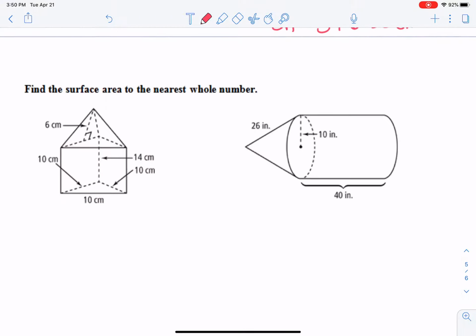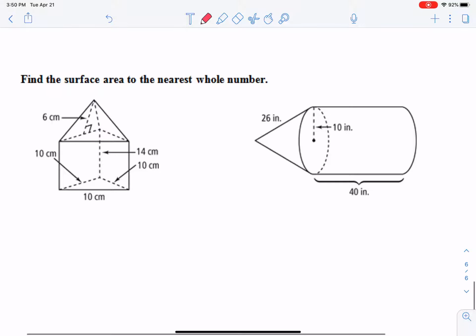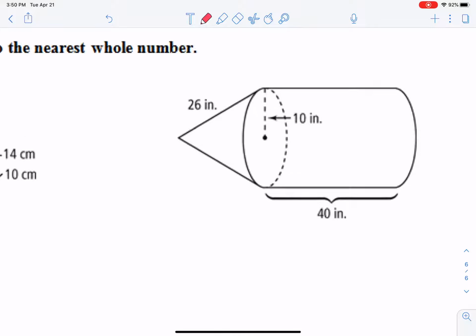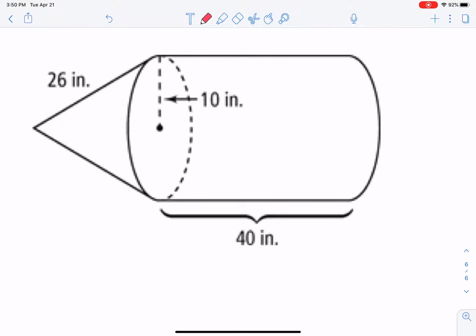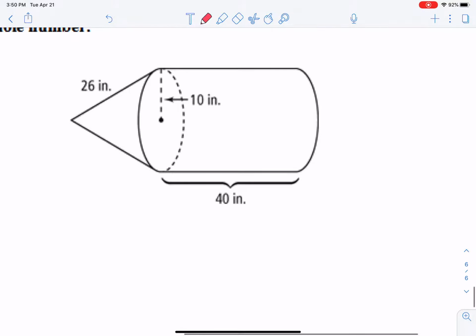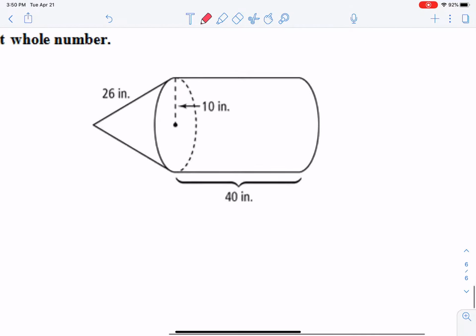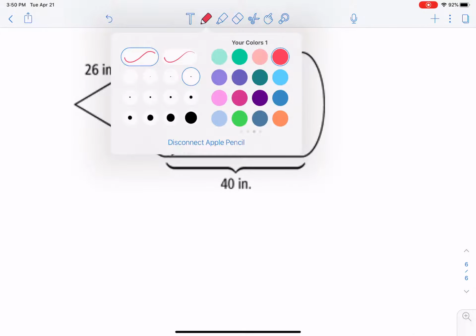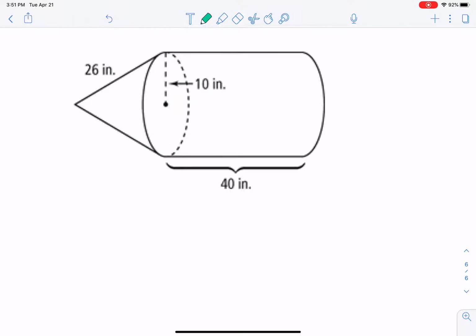So what happens if you do something like this? It looks a little bit different. Let's jump in. We'll pick one of these. How about, let's go with the cylinder. This looks interesting. So we've got a cylinder with a cone on top. So we're going to have to do a couple different things. They want the surface area, and we're going to need to do the lateral area to be able to find that. So let's just start with the cylinder only.